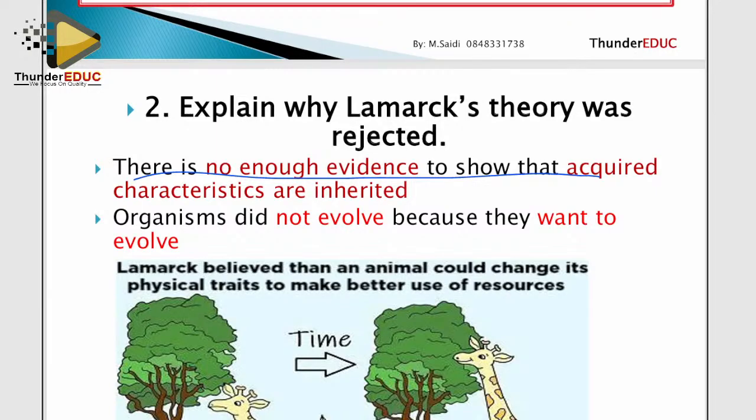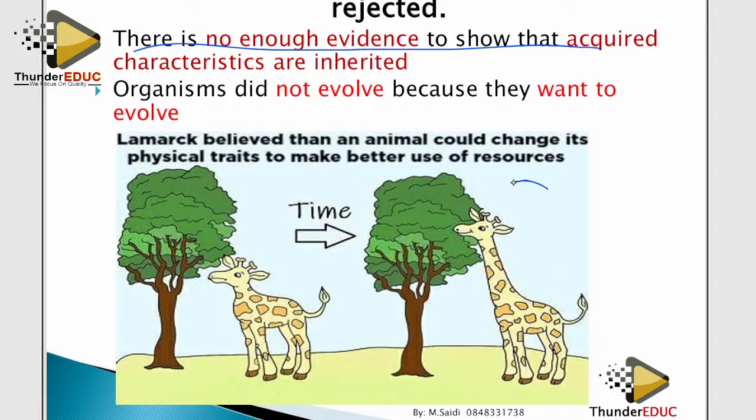Number two, organisms don't evolve because they want to evolve. These giraffes didn't become longer because they wanted to become longer. They evolved because of natural selection. Is it clear? So please, it's rejected because there is not enough evidence to show that the acquired characteristic of long necks, you apply based on the question. Unless the question is just flat, then that's when you say there's not enough evidence to show that acquired characteristics are inherited. But if not, make sure that you give it right.